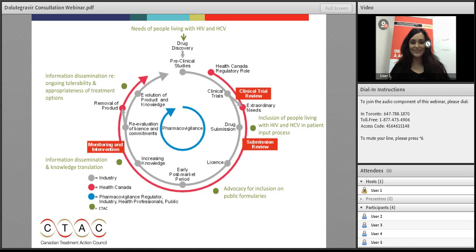So following decisions made by the Common Drug Review, CTAC's involvement is also advocating for the inclusion of new medications on public formularies. And then as we move along the circle, CTAC is continuously involved in disseminating information and facilitating knowledge exchange and translation on treatments and treatment access. And then lastly, once we move up here, treatment information based on experiences and the needs of people who are living with HIV and hepatitis C are also disseminated and shared with industry partners in order to improve new and upcoming treatments.